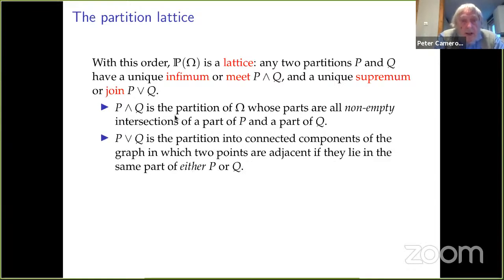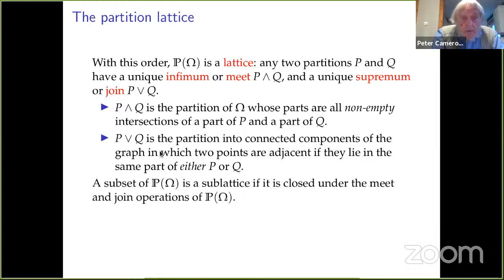The least upper bound is a little harder to describe. This is what you do. You take your two partitions, P and Q, and you make a graph where you take two points, you join them by an edge if they lie in the same part of P or if they lie in the same part of Q. So if you think about walking around in this graph, you're allowed to walk to any point lying in the same part of P as where you started, or to any point lying in the same part of Q. So this graph will have some connected components, and those connected components will form a partition, and that partition will be the supremum, the least upper bound of P and Q.